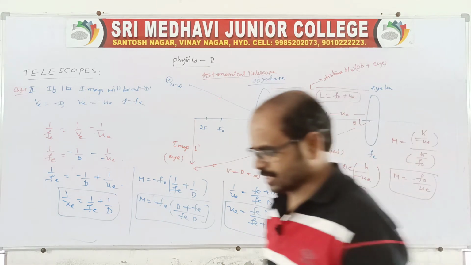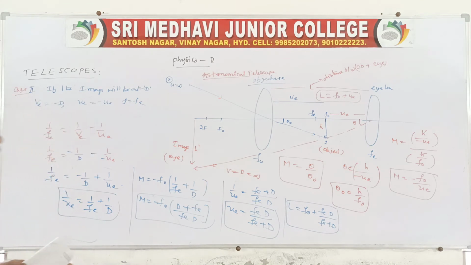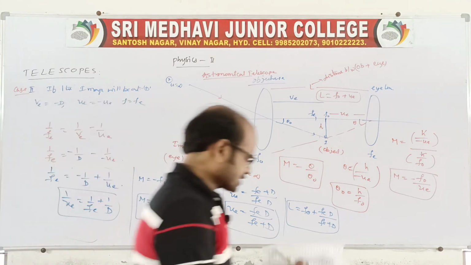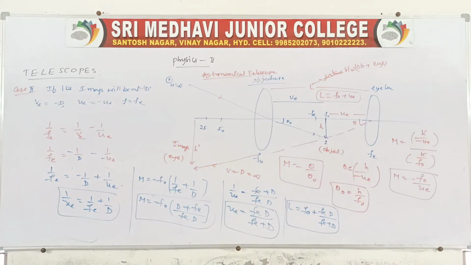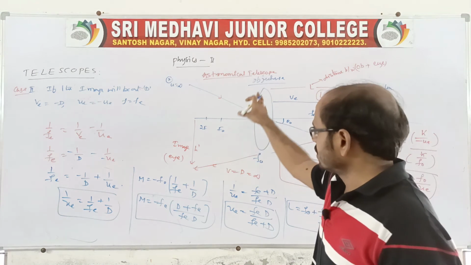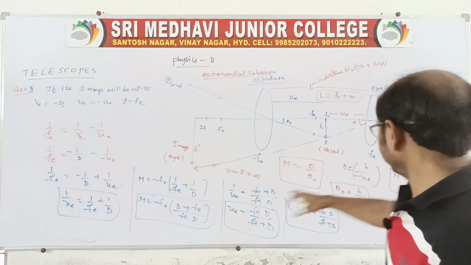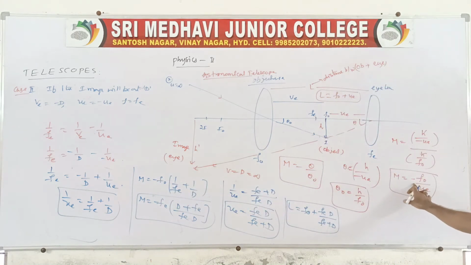Coming to the next one, after astronomical, we have one more, that is the terrestrial telescope. Actually here, in the case of an astronomical telescope, the image formed is inverted, because M is equal to minus, no? This minus indicates a real inverted image will form.